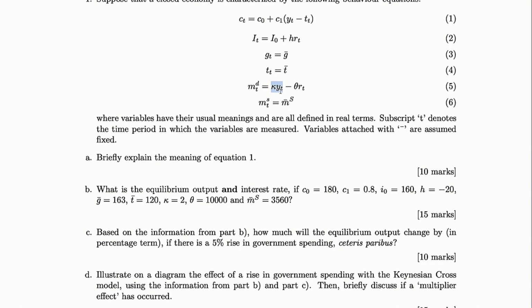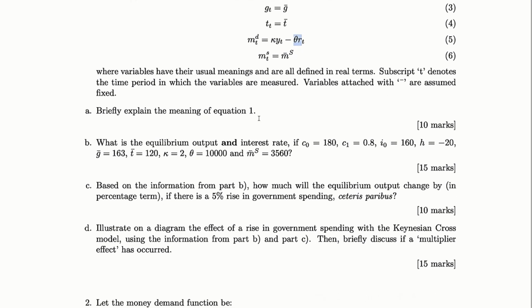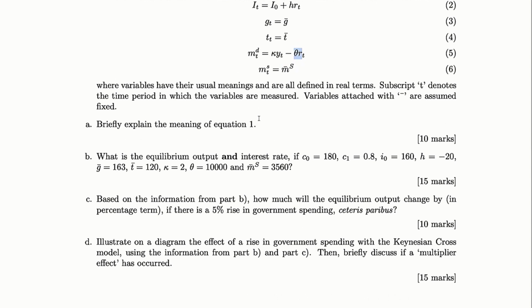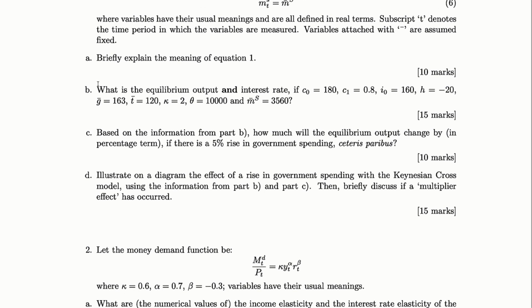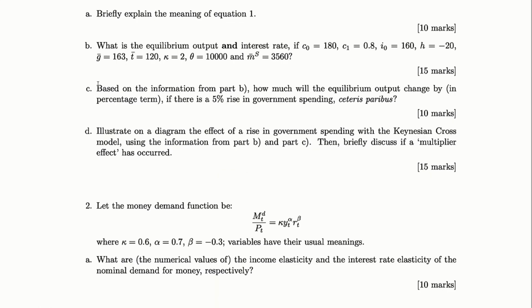On the other side, the second part, which is negatively related to the interest rate, is exactly what we discussed in the lecture. So we said money demand depends on two things: the income level, to which it is positively related, and the interest rate, to which it is negatively related. Now in part B, we have information about some of these variables, and we want to work out the equilibrium. So you have information about the goods market and information about the money market.